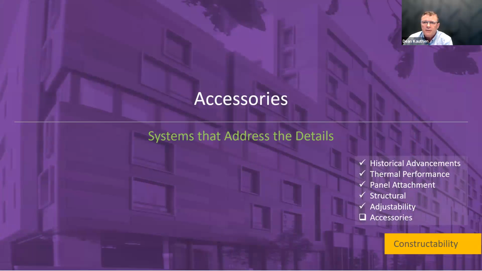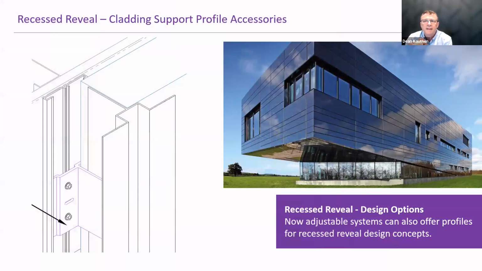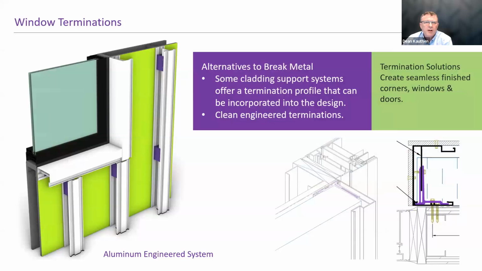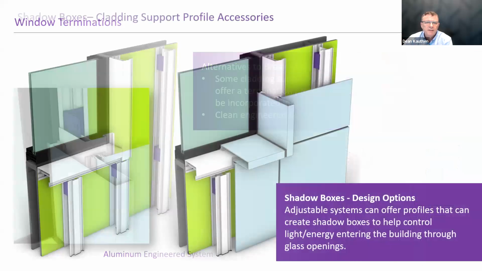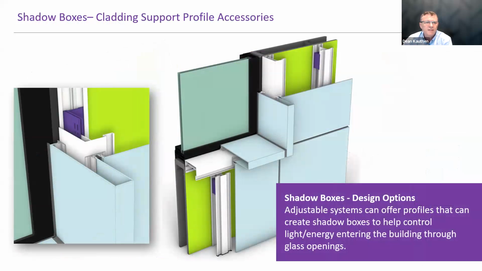And accessories. There have been some advancements in accessories that allow us more flexibility in the mounting of cladding to the building. Here's one example with the clip and rail system that has a recessed reveal option. And alternatives to brake metals: you can see that there are extrusions available that can terminate end wall conditions, head, sill, and jamb conditions as well, all built into one integrated system.